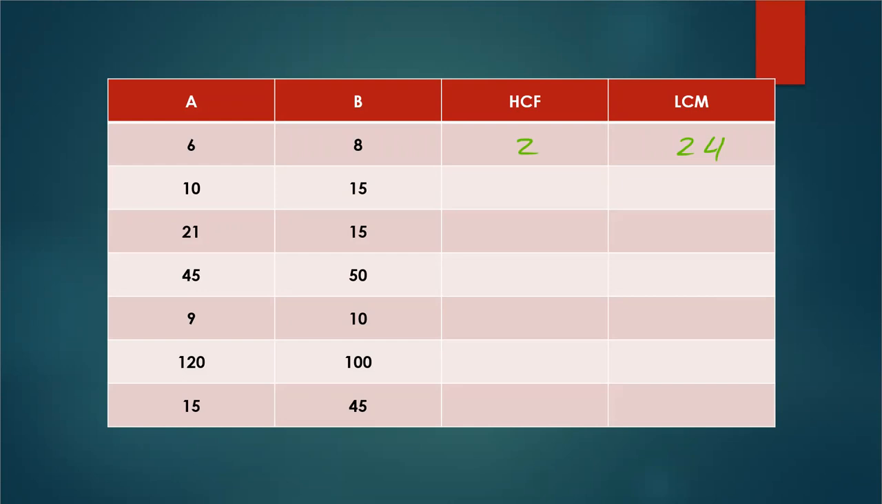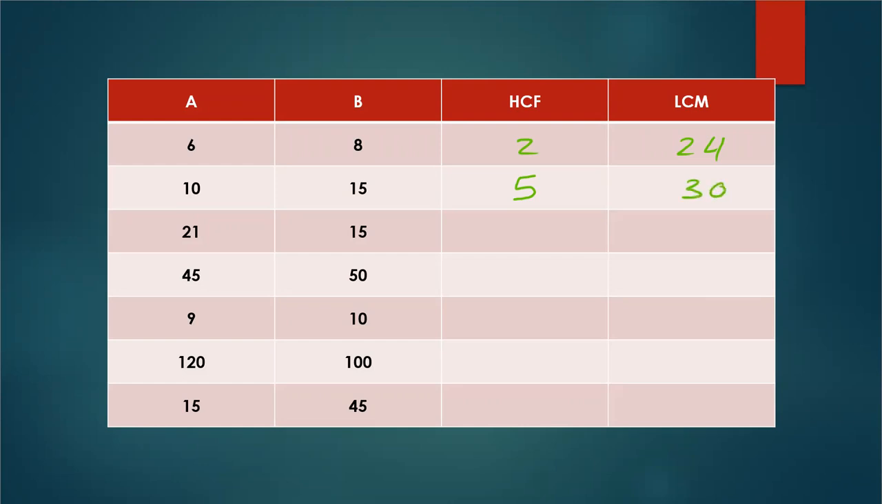Okay, again, same manner. For 10 and 15, the common factor is 5, and the least common multiple will be multiplying both divided by 5. That will be 150 divided by 5, which is only 30.